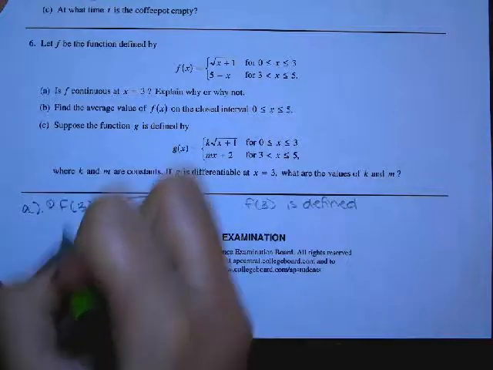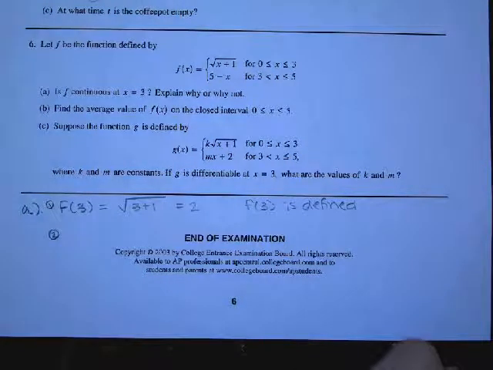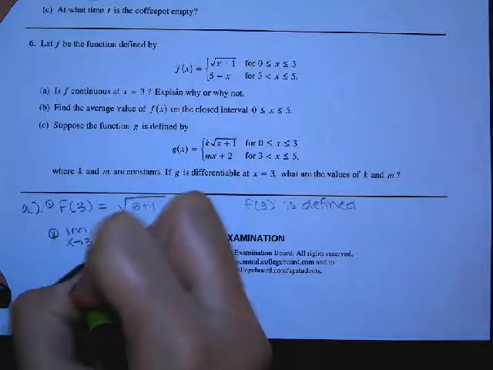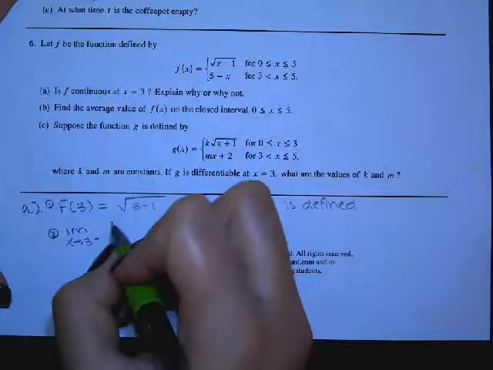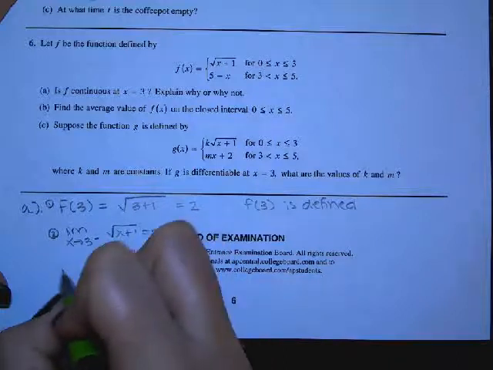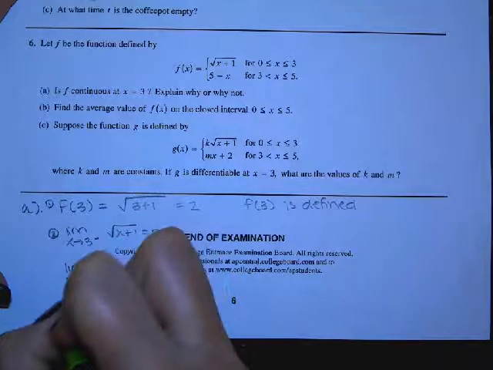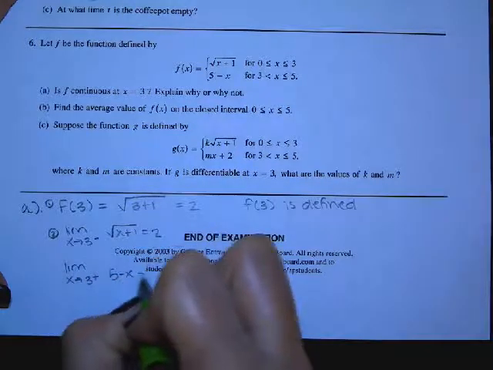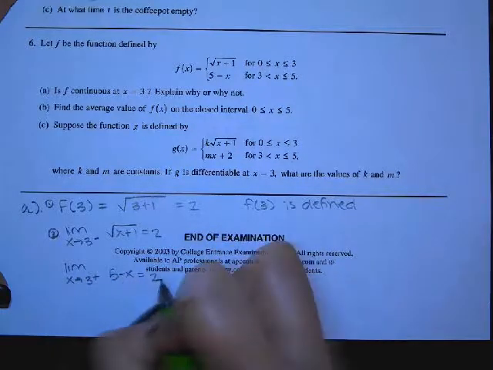The second part of the definition of continuity is that the limit has to exist. That means that the left-hand limit and the right-hand limit have to equal each other. So I'm going to say the limit as x approaches 3 from the left, and you can say of f of x if you want. You can write the square root. I already got that that was 2. The limit as x goes to 3 from the right would be 5 minus x. So that's 5 minus 3, which is also 2.